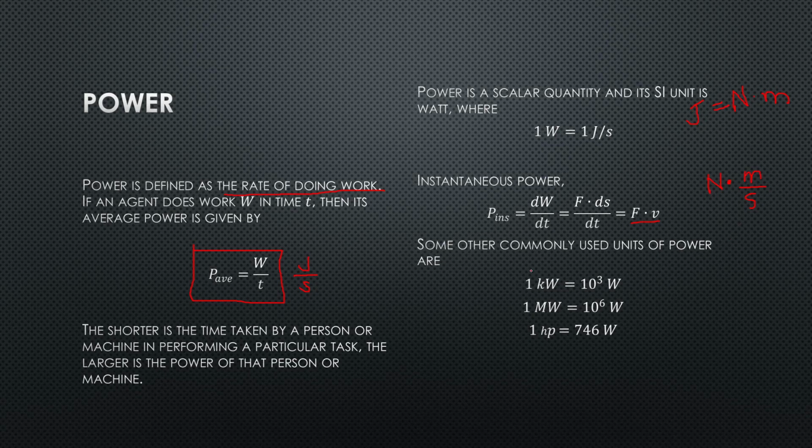Some other commonly used units: 1 kilowatt is 1,000 watts, 1 megawatt is 1,000,000 watts, and 1 horsepower is given as 746 watts. So you need to remember this conversion. 1 horsepower is equivalent to 746 watts.